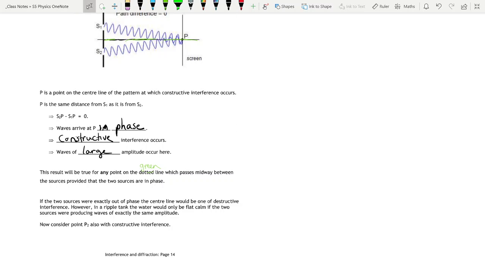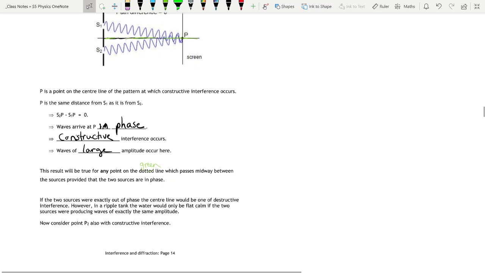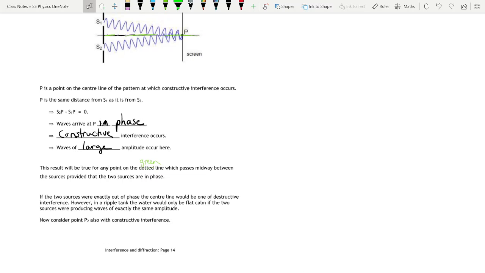If the two sources were exactly out of phase, the center line would be one of destructive interference. So if one was half a wavelength out when it started off. However, in a ripple tank, the water would only be a flat calm if the two sources were producing waves of exactly the same amplitude. Right, you don't really need to worry about that too much. The middle point is always going to be a maximum at higher level.